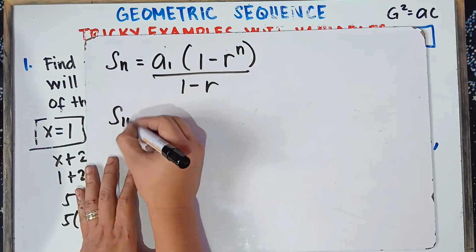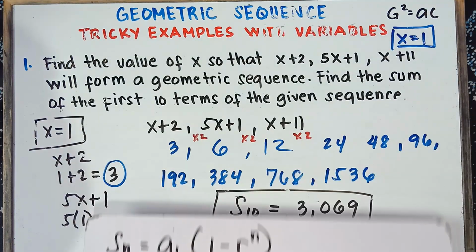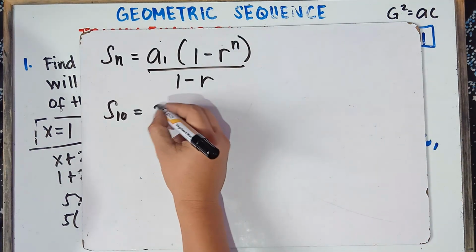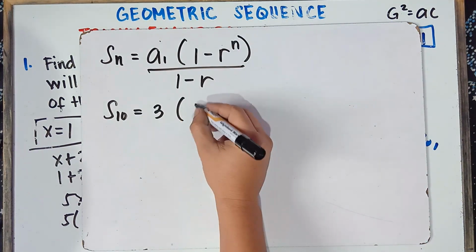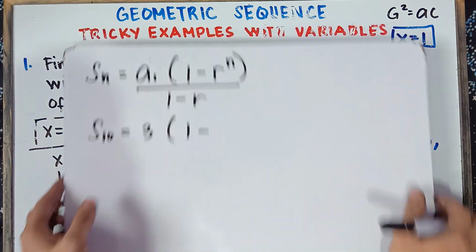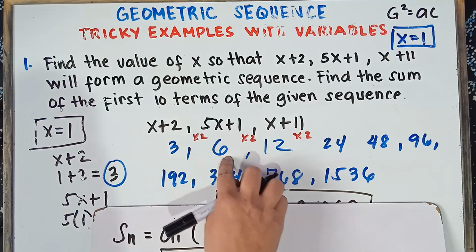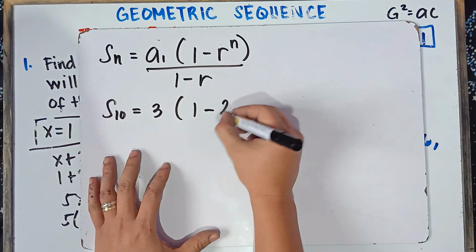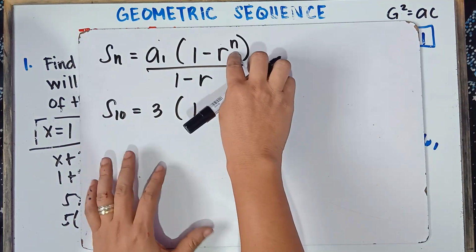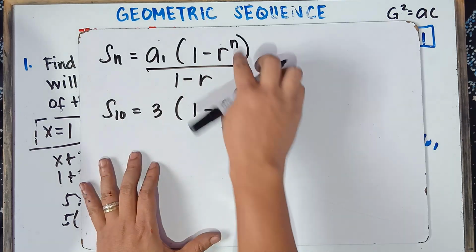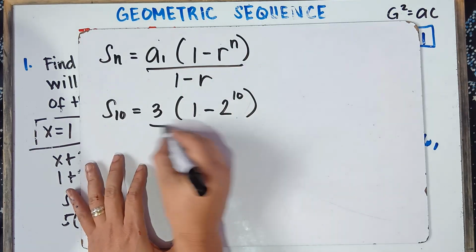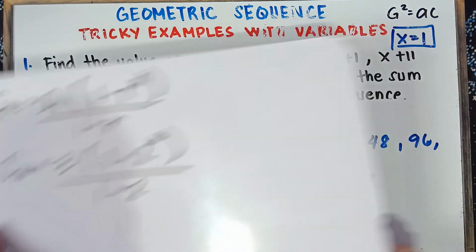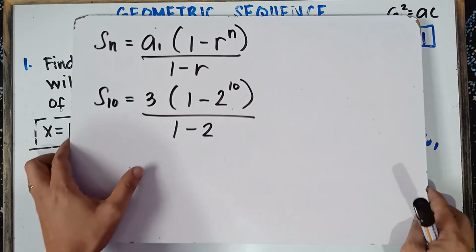So the sum of the first 10 terms is equal to, the first term is 3. So this will be 3 multiplied by 1 minus r, the common ratio. Simply divide the second term by the first term. 6 divided by 3, that would be 2. So therefore, the common ratio is 2. n is the number of terms. We're looking for the sum of the first 10 terms, so our n is 10. And then over 1 minus our common ratio, 2. So let's check, class, if we have the same answer, 3,069.